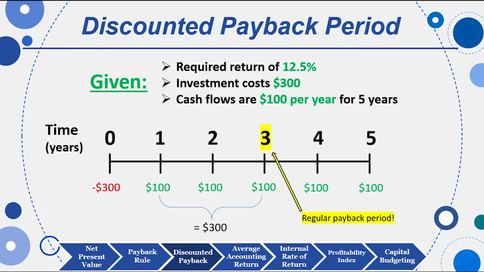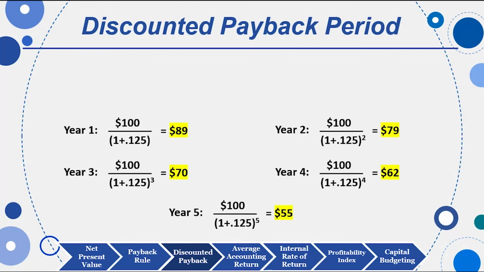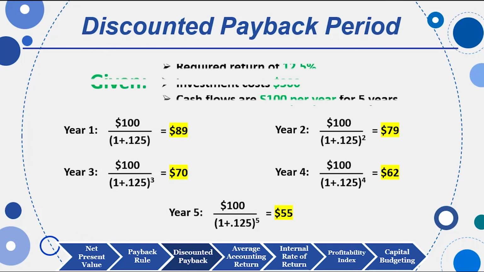In other words, if we take that 100 and divide it by 1.125 and the second 100 by 1.125 squared, and so on, how long will it be longer or shorter to pay the CFO back? So we take each cash flow. The first $100 is worth $89. The second 100 is worth $79. The third $100 is worth $70. The fourth $100 is worth $62. And the fifth $100 is worth only $55.